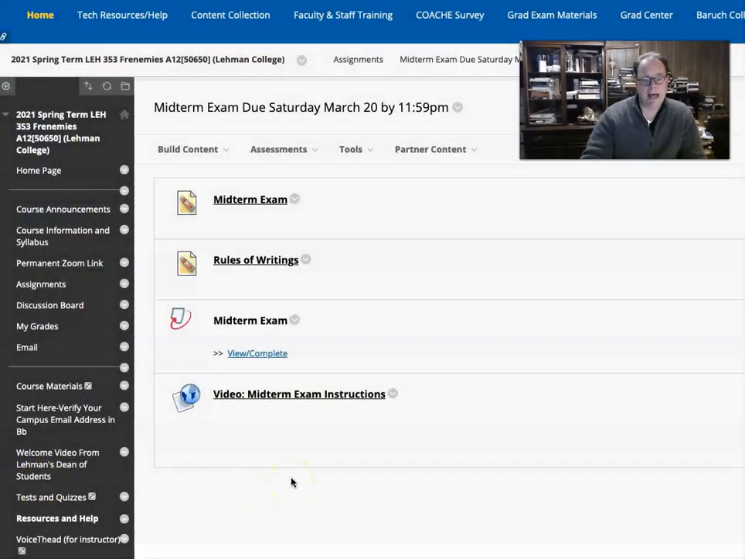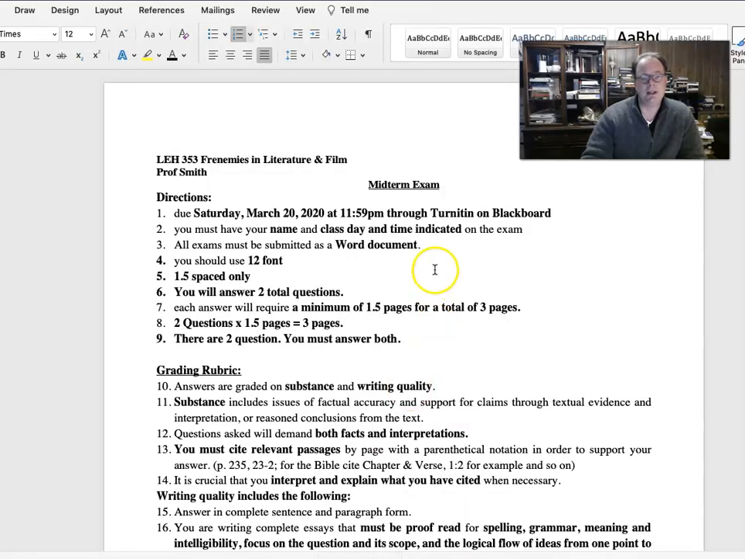We're back at Blackboard. And so the exam, remember again, the exam document is here. It's a Word document. And when you're done and you finish, and you have either a Word document or a PDF, you're going to upload it through the Turnitin function here by clicking View and Complete. Right? So we're going to pull up the exam itself. So here it is. And just a reminder, the due date is Saturday, March 20th at 11:59. So this is for my frenemies class, LEH. I'm just talking to you all now.